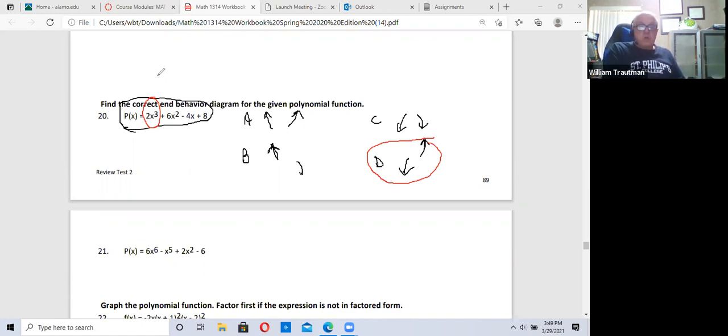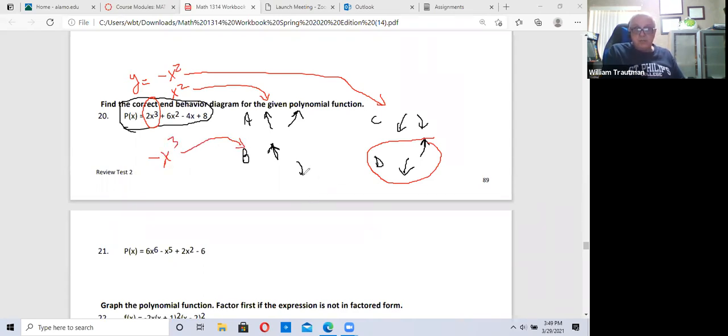If I asked for a negative x squared, the correct answer would be C. If I asked for x squared, the correct answer would be A. If I asked for a negative x cubed, the correct answer would be B. So you have to know these.